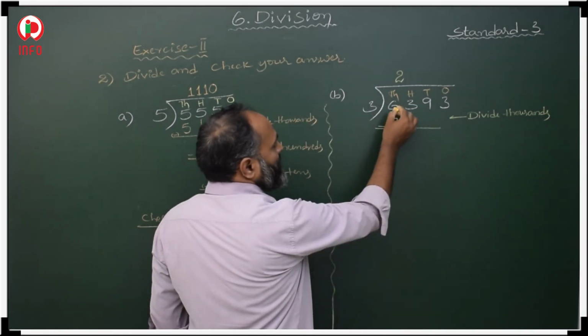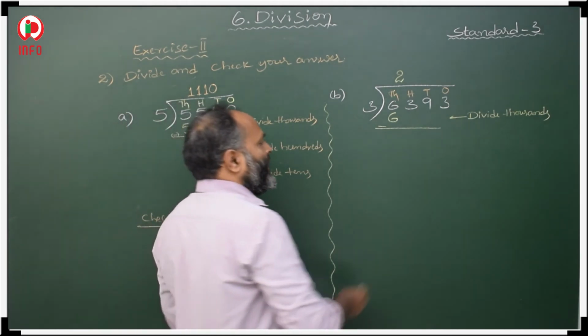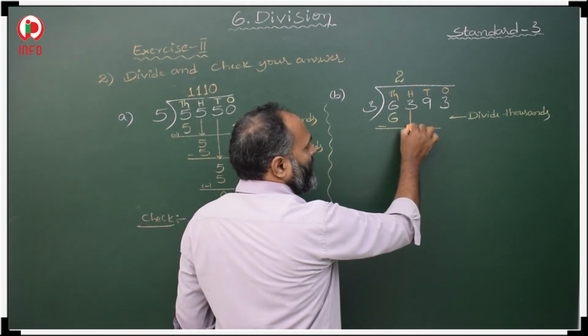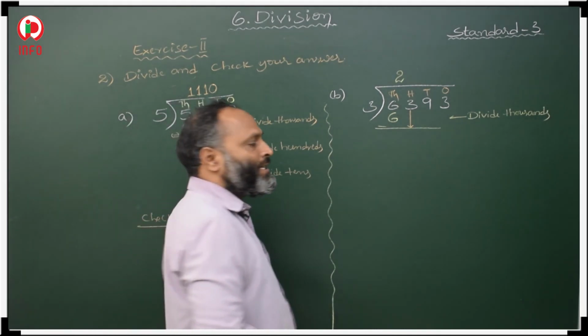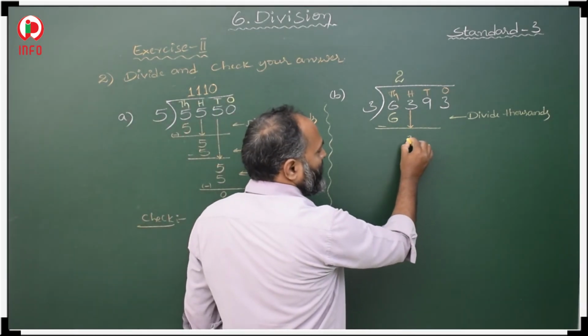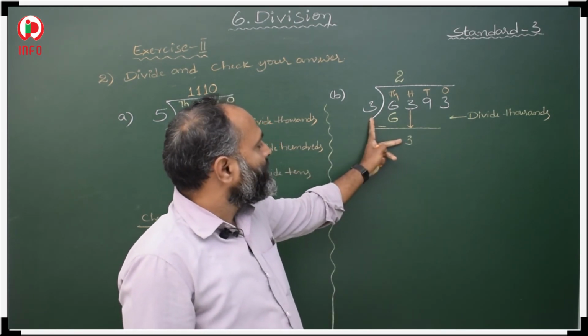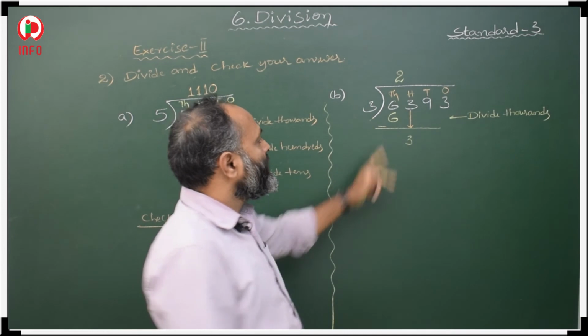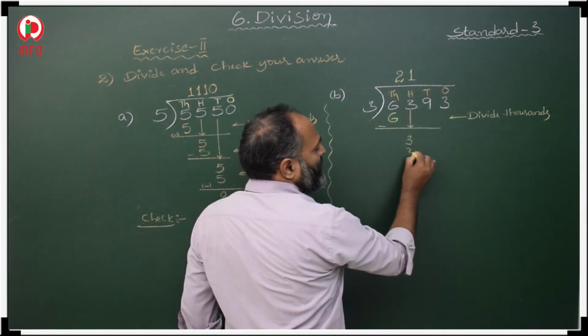Now, 6 minus 6 is 0. If 0 is there, no need to take it. Then after that we have to copy the very next place, that is the hundreds place, that is 3. Now you check in the 3 table when you will get 3. 3 ones are 3, so you have to write 1 in the quotient.